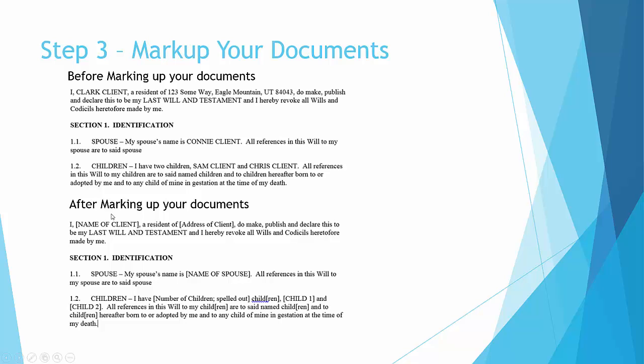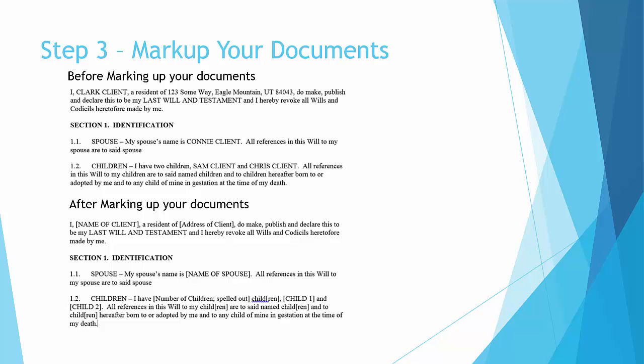And so what we're going to do is mark them up and say name of client within brackets, address in brackets, and spouse in brackets, and children. And so we have child 1, child 2. You also need to see if we have more than one child, we're going to want to add the REN on the back of it. And so these are the types of things that you need to go through and mark up, basically by putting in brackets what it is that needs to change with programming. That's the best way to go about it.